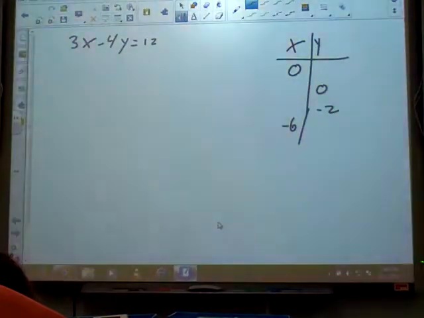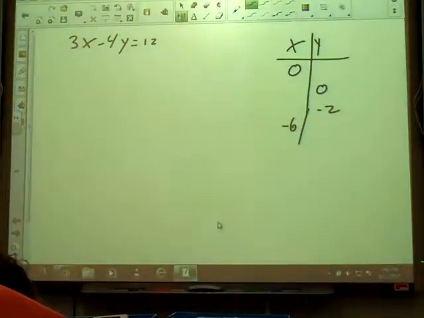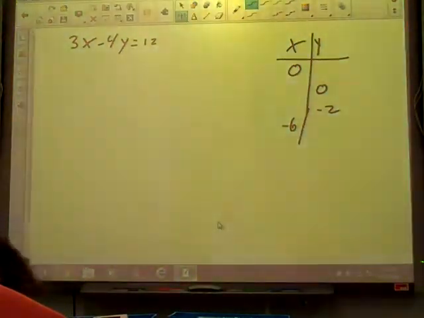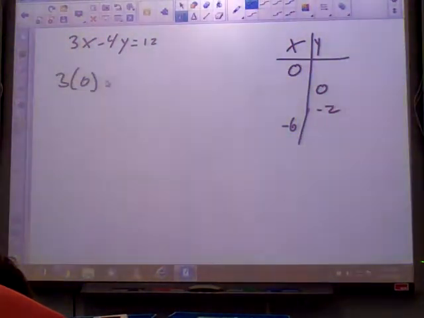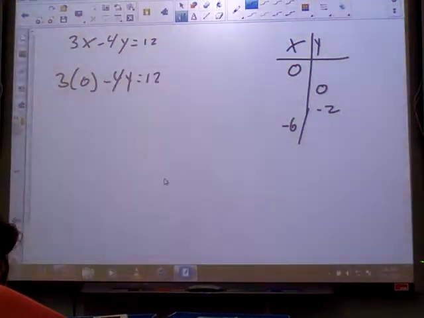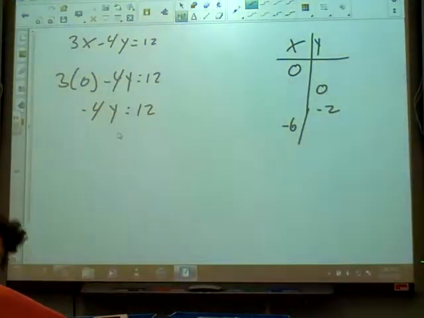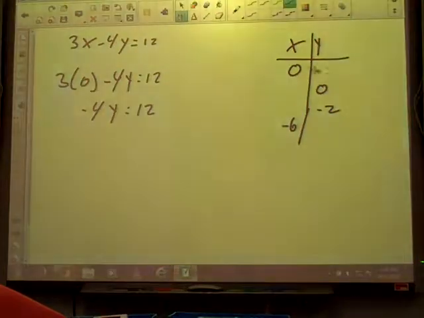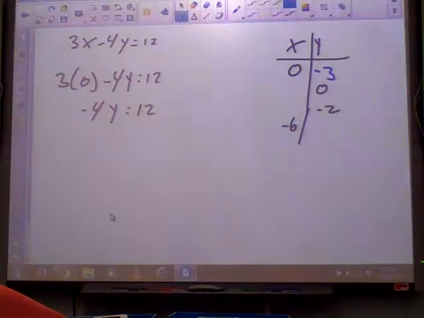When you first started learning how to graph many moons ago, this is the way you graphed. You were given an equation, made an input-output table, plugged numbers in and got them out. For x equals 0, I write 3 times 0 minus 4y is equal to 12, and solve for y. 3 times 0 is 0, so negative 4y is equal to 12. What's the y that goes with x equals 0? Negative 3. Very good. 12 divided by negative 4 is negative 3, so we have the ordered pair (0, negative 3).